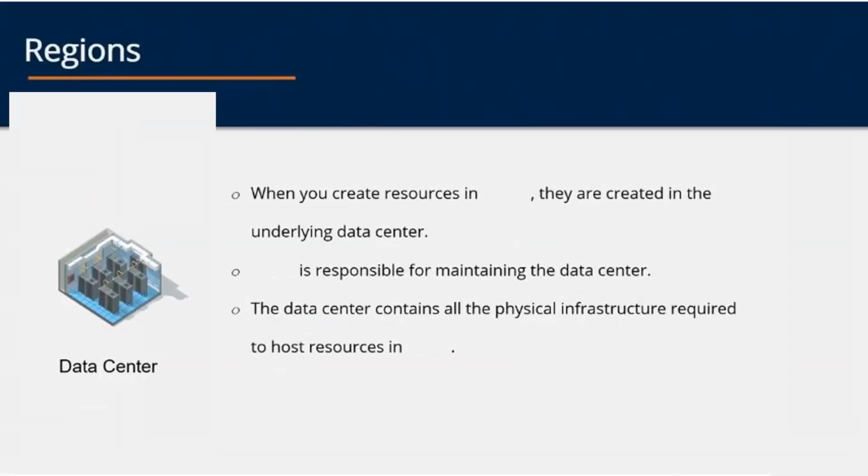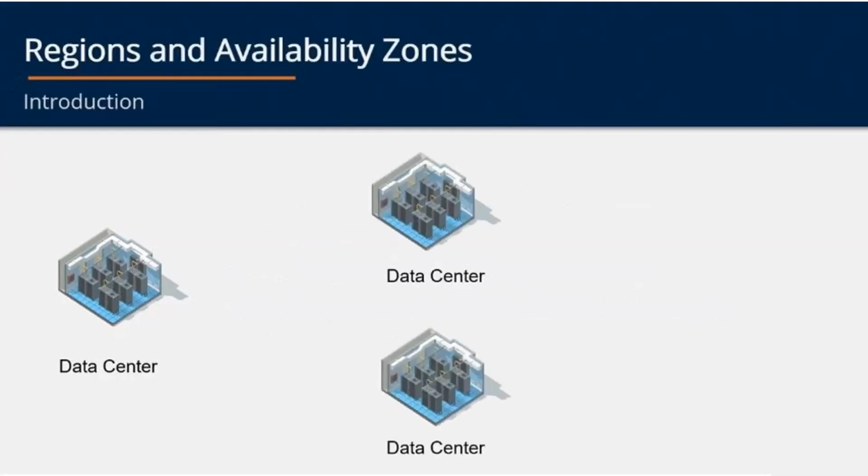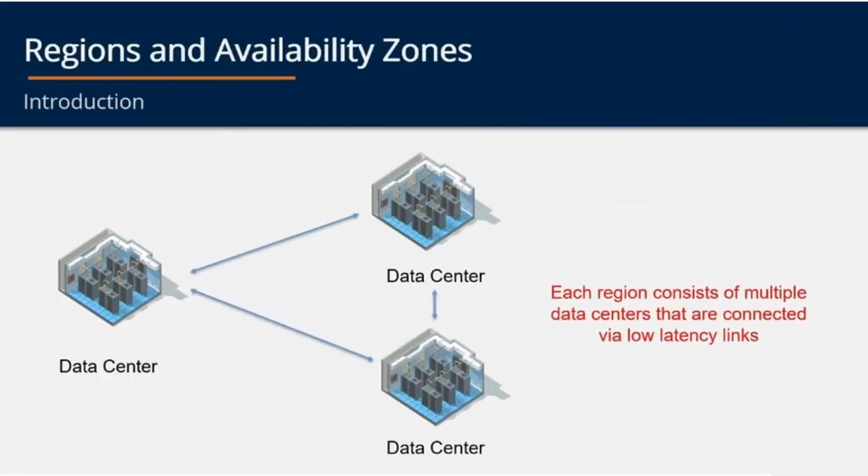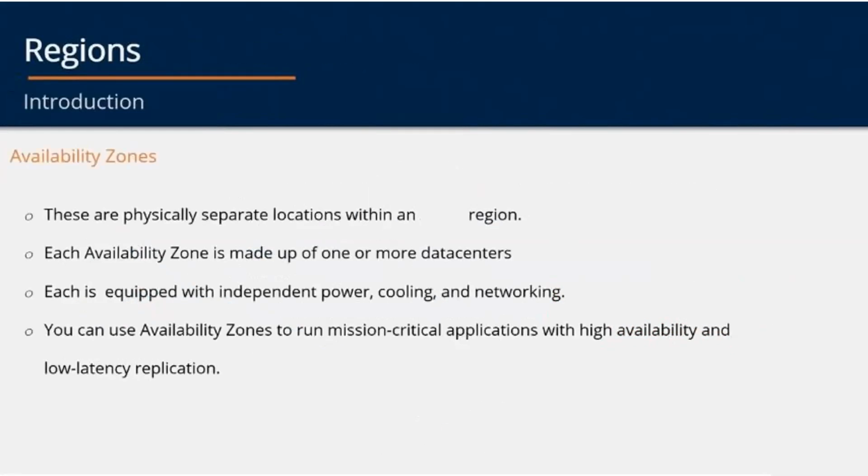And let's see, when we create resources, they're created in the data center. The cloud provider is responsible for maintaining the data center. In other words, that is the advantage for the companies. The data center contains all the physical infrastructure required to host the resources. So in other words, again, data center has everything. A group of data centers is nothing but a zone. And the data centers are generally connected via low latency networks, which is nothing but very high-speed internet and things like that.